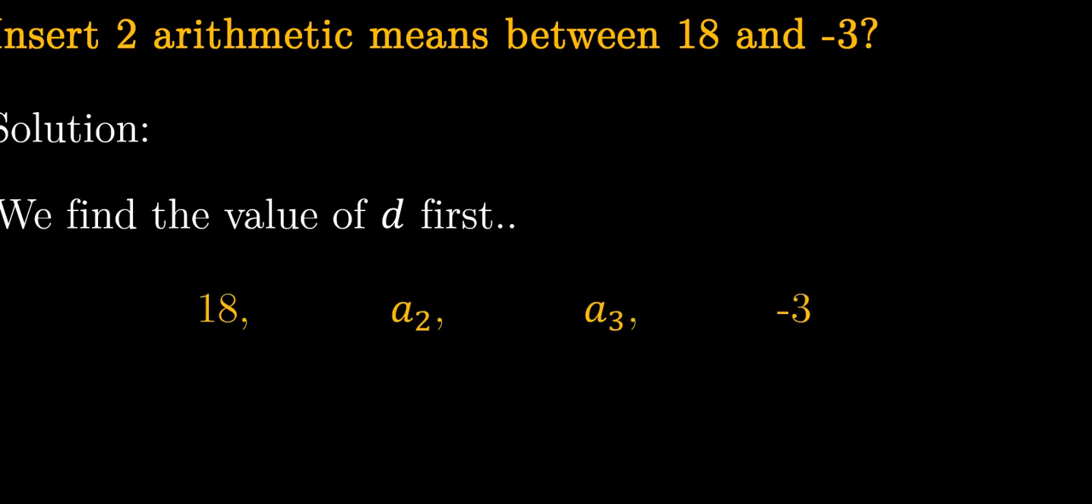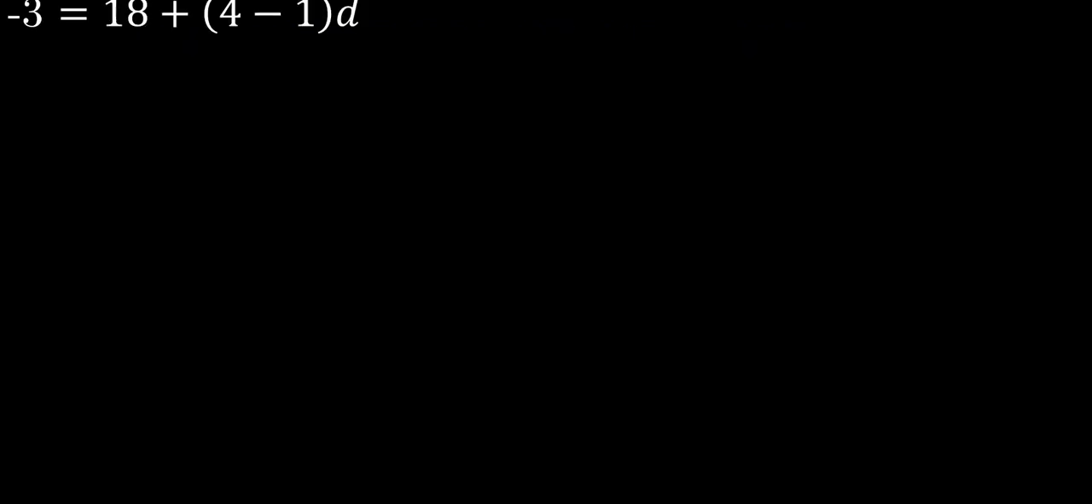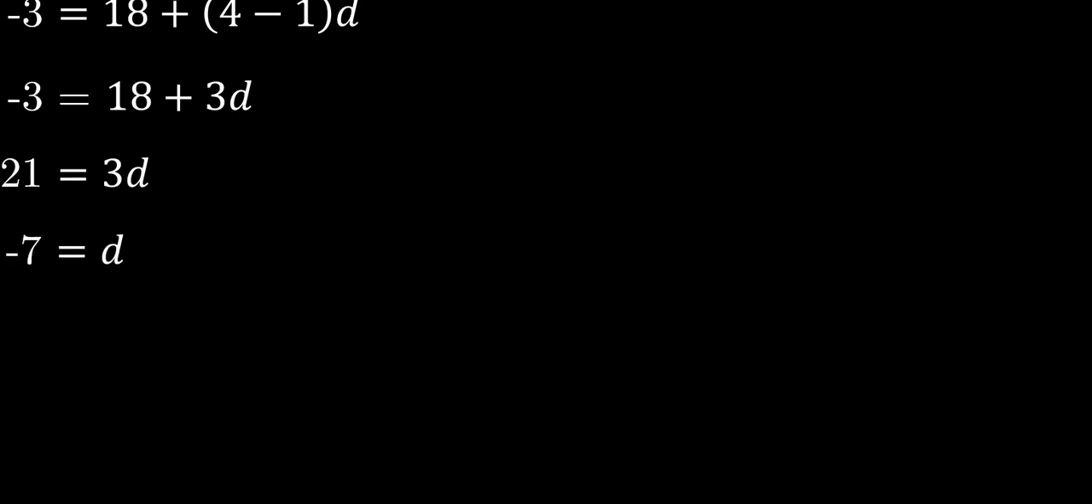So our a sub 4 will become negative 3, and n equals 4, then a sub 1 equals 18. Then let's substitute that in our general term to find the d. So a sub 4 will become negative 3. Our first term is 18, then do the operation: 18 plus (4 minus 1) is 3d. That gives us negative 3 minus 18, which is negative 21, and that is equal to 3d. D gives us negative 7.